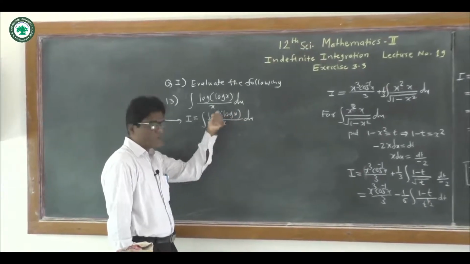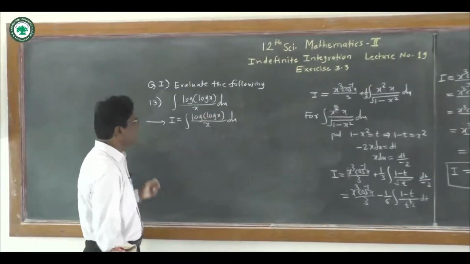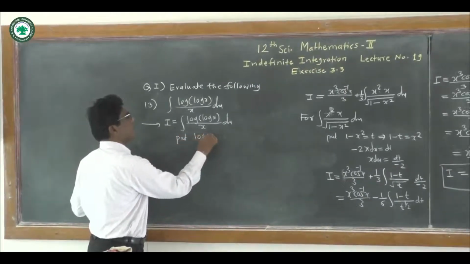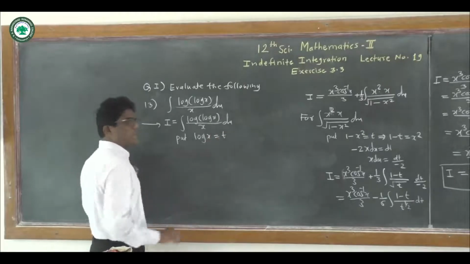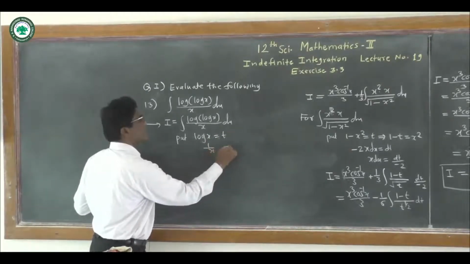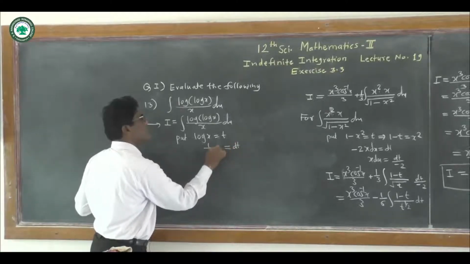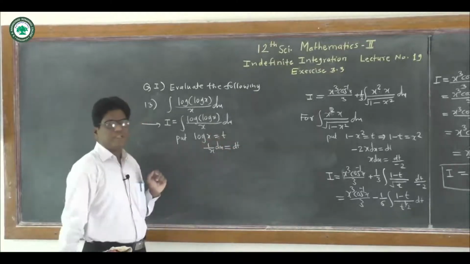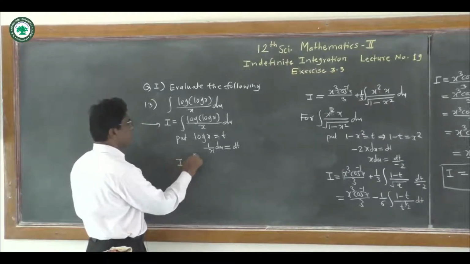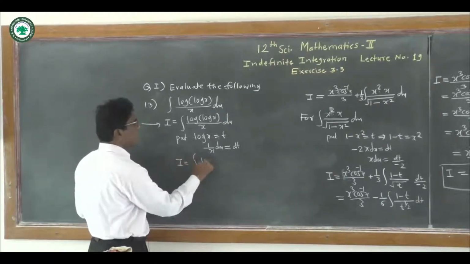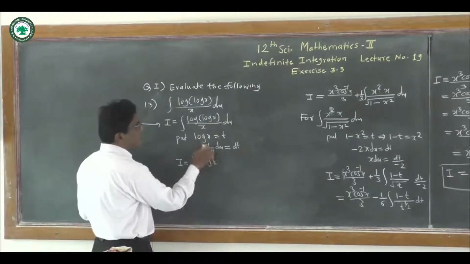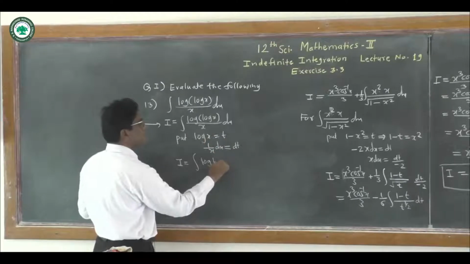log x is here 1 upon x. So use the substitution method. Put here log x is equal to t and differentiate with respect to x. Derivative of log x is 1 upon x is equal to right hand side is dt upon dx. Carry that dx. So it is 1 upon x dx is equal to dt. And so we get here I is equal to integration of log of this log x is t, so log of t, and 1 upon x dx, that is dt.